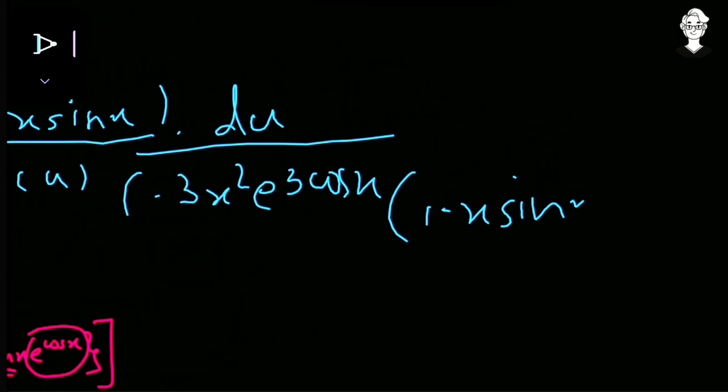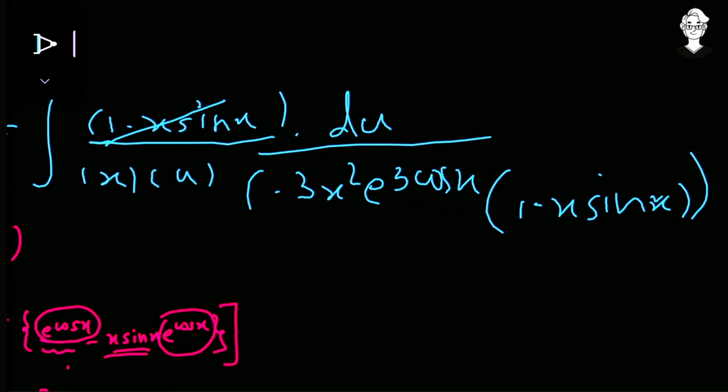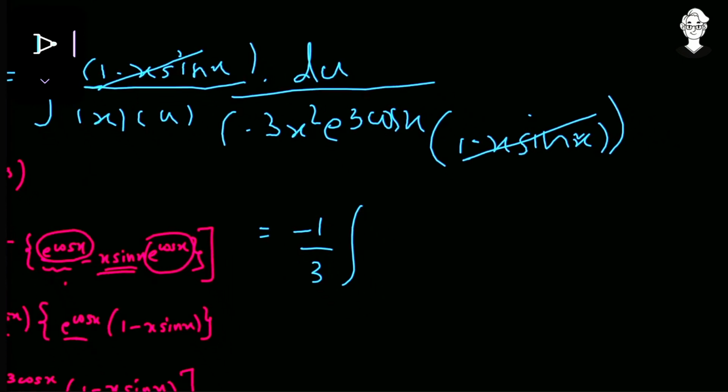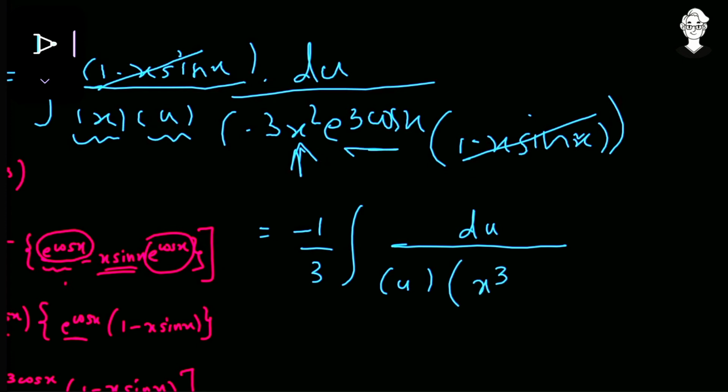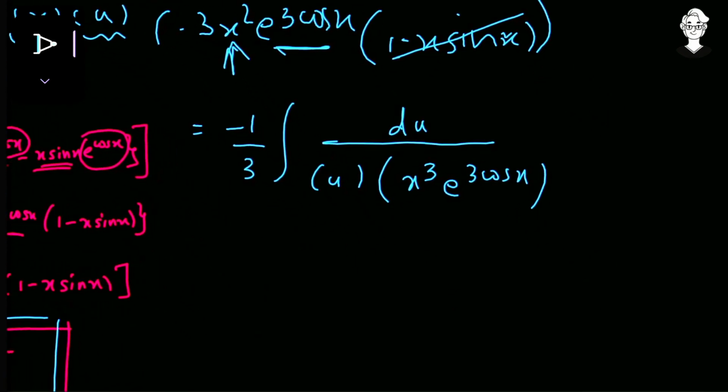Yes, now I can again zoom in. What I can observe is that this 1 minus x sin x and 1 minus x sin x got cancelled out, and this negative 3 that is in the denominator would come out as 1 upon negative 3, that is negative 1 upon 3, integration of du upon this u as it is, and this x multiplied with x squared gives me x cubed, and this is as it is, that is e to the power 3 cos x. Now this whole integration has to be with respect to u because du contains u.